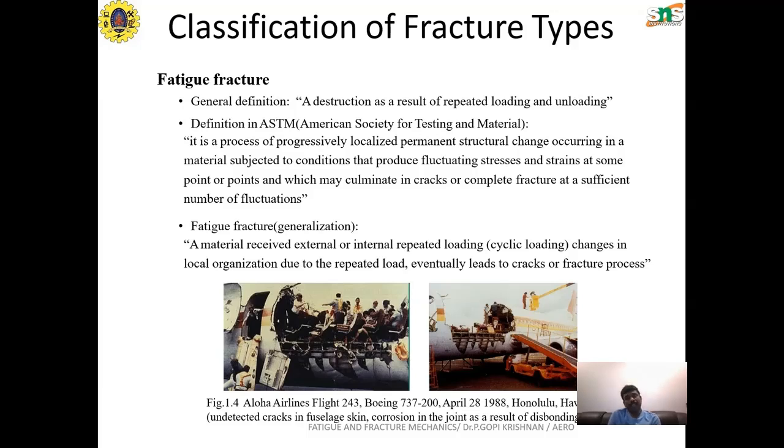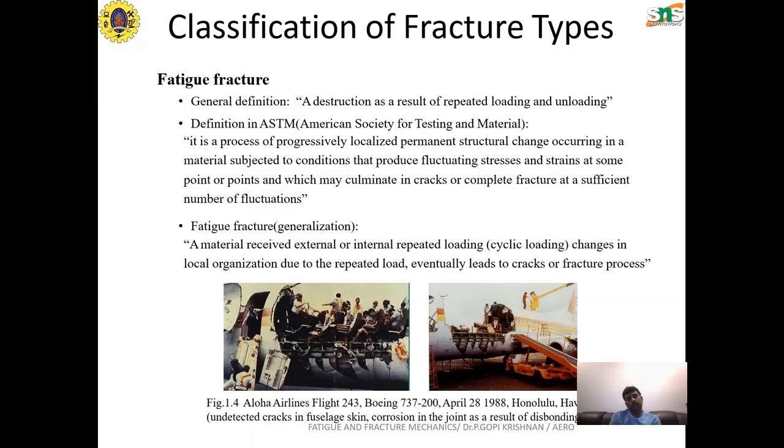So, as per the American Society for Testing and Materials, the definition is given as a process of progressively localized permanent structural change occurring in a material subjected to conditions that produce fluctuating stresses and strains at some point or many points, and which may culminate in cracks or complete fracture after a sufficient number of fluctuations.